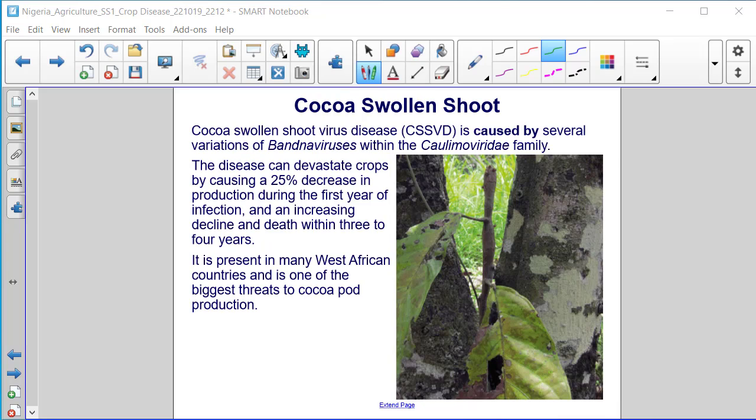Cocoa swollen shoot. Cocoa swollen shoot virus disease, CSSVD, is caused by several variations of badnaviruses within the Caulimoviridae family. The disease can devastate crops by causing a 25% decrease in production during the first year of infection and an increasing decline to death within 3 to 4 years. It is present in many West African countries and is one of the biggest threats to cocoa pod production.